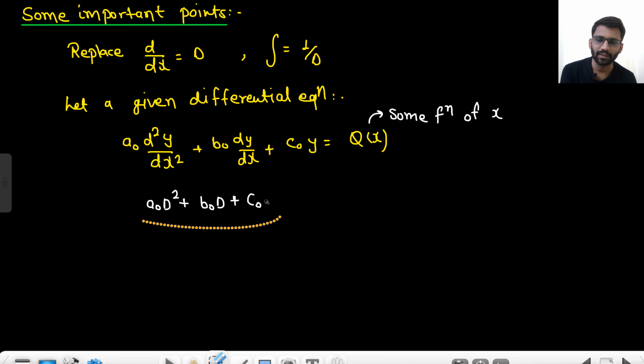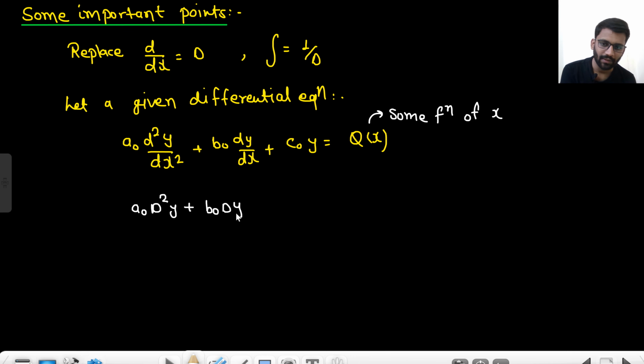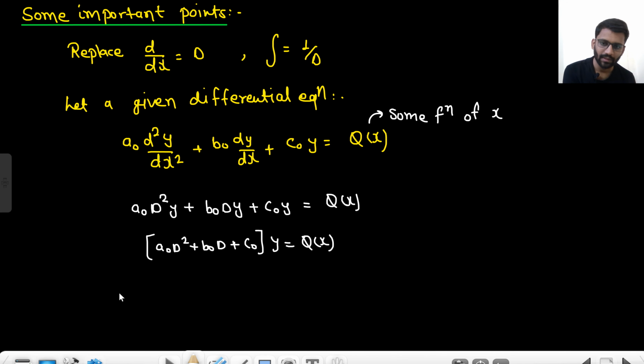Are you understanding this point? If not, I will write it like this. a naught d square by dx square is replaced with D square, and y remains as it is, plus b naught d by dx replaced with D, y remaining as it is, plus c naught y equals q of x. Now can you take y as common? So a naught D square plus b naught D plus c naught, with y outside, equals q of x.